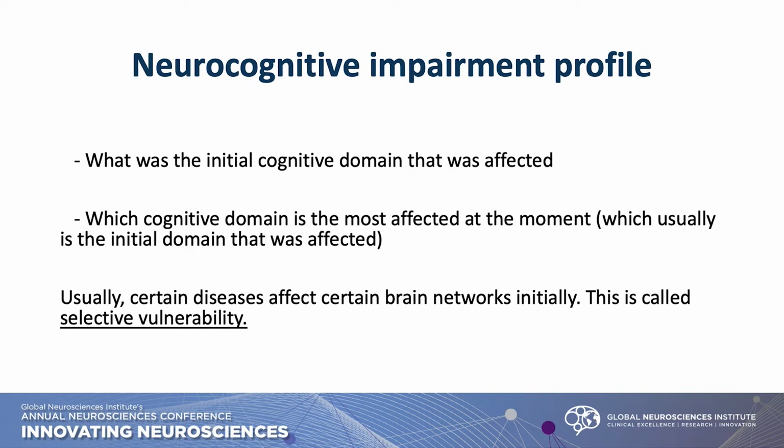And why is that important? Because certain diseases affect certain brain networks initially, and that is what is called selective vulnerability. That is, a certain network, like the memory network, language network, or neurovisual network, is more susceptible to a certain disease process.